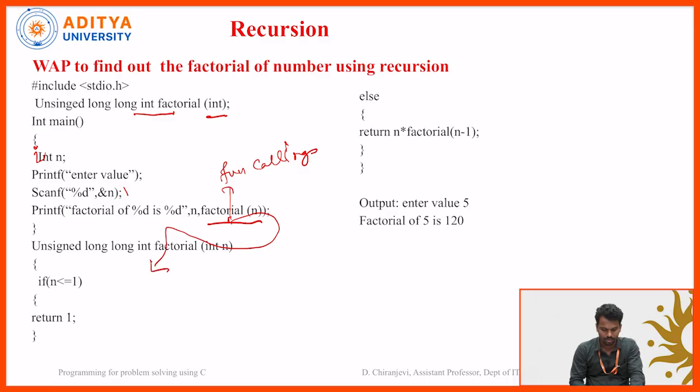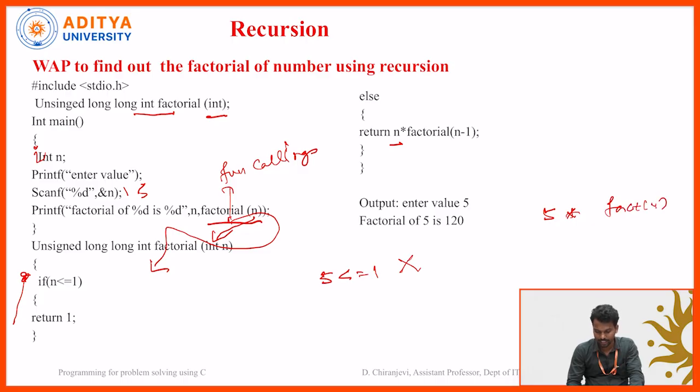It will check. The n value the user gave is 5. First this n value will be passed to int n, and then it will check: is 5 less than or equal to 1? No, false. So control will go to else. Now it will return 5 into factorial of n minus 1, that is, factorial of 4.